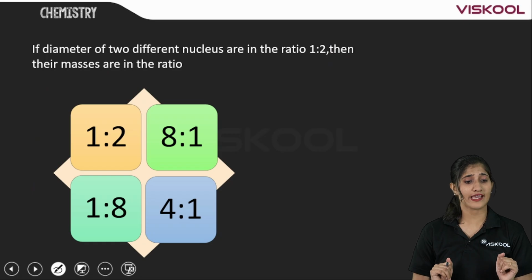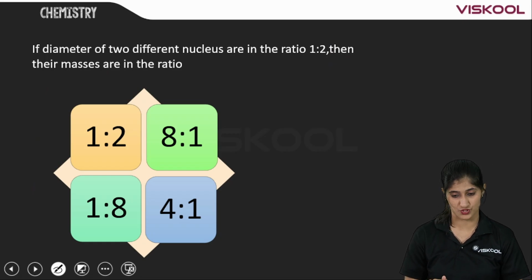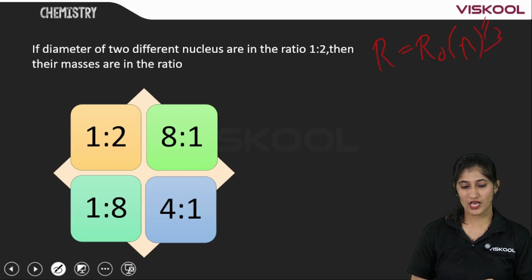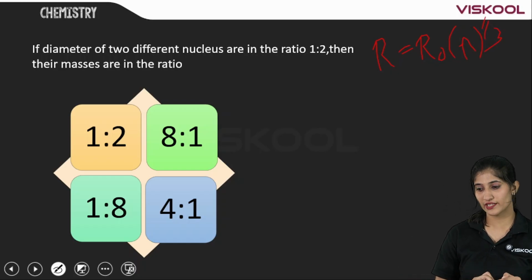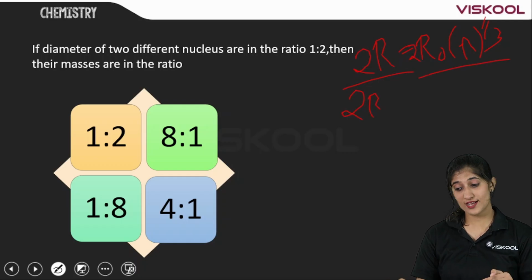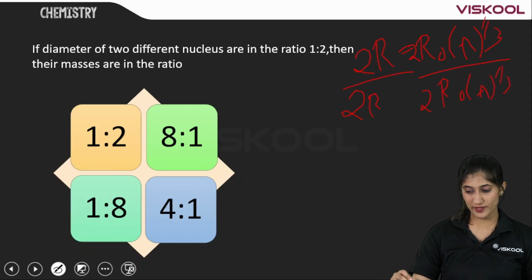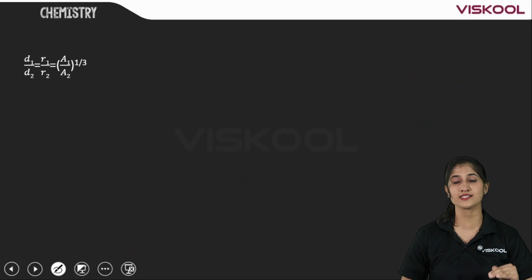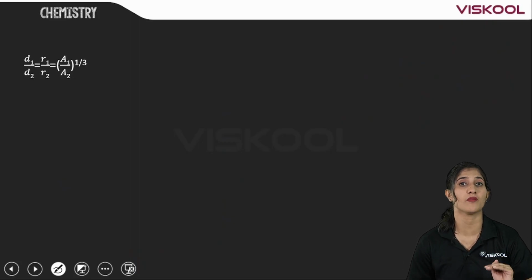Now, if the diameters of two different nuclei are in the ratio 1:2, then the masses are in what ratio? Diameter, we have studied a formula for radius, right? What was the formula? R equal to R0 A raised to 1 by 3. Now, what is the formula for diameter? It's 2 times the radius, right? So if you want to take the ratio, it will be 2R divided by 2R, that is 2R0 A1 raised to 1 by 3 divided by 2R0 A2 raised to 1 by 3. You can cut the common terms. So the ratio will be A1 raised to 1 by 3 divided by A2 raised to 1 by 3. That is, the ratio of diameters will be equal to the cube root of the ratio of the mass numbers.